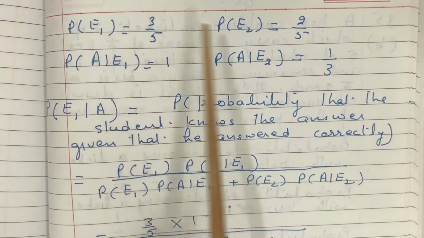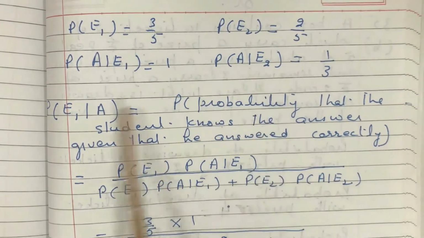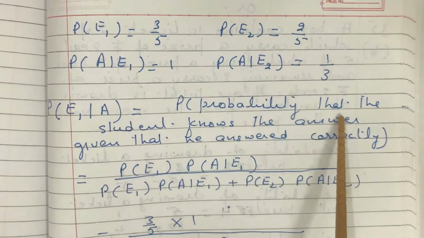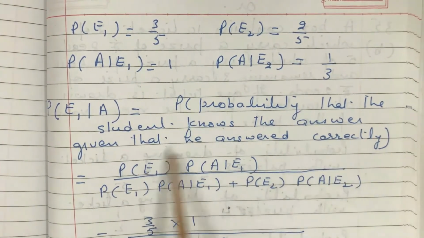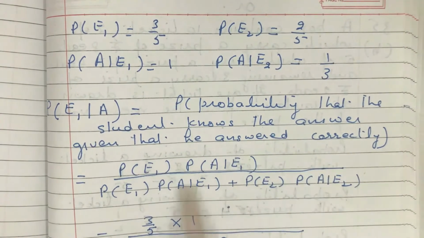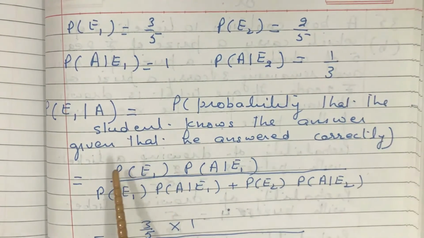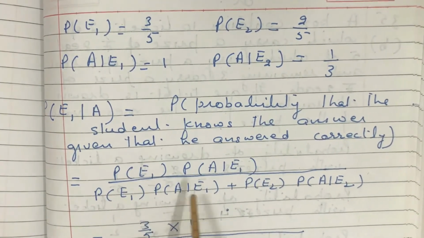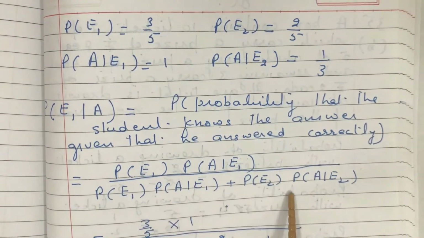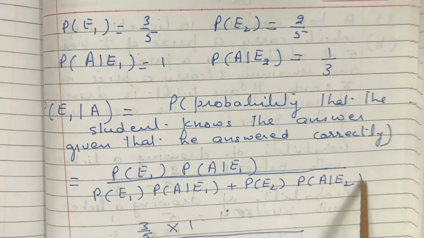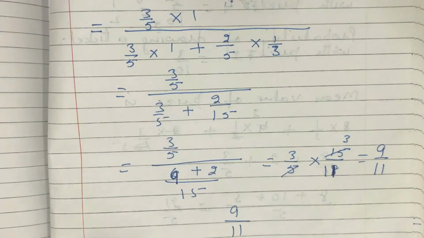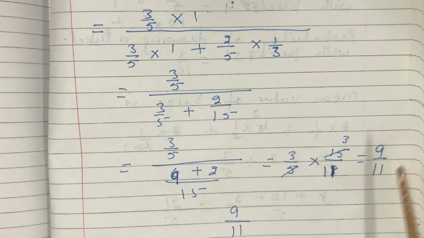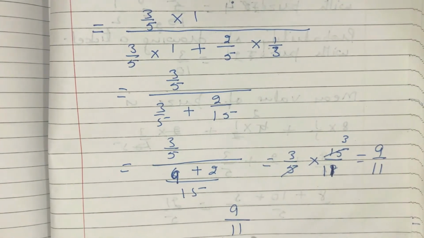Now I have written all these 4 values here, and we are to find probability of E1 given A. It means the probability that the student knows the answer given that he answered correctly. Write the formula. This is Bayes theorem: probability of E1 times probability of A given E1, upon probability of E1 times probability of A given E1, plus probability of E2 times probability of A given E2. Substitute the values and do the calculations, and you will get 9/11. So 9/11 is the answer.